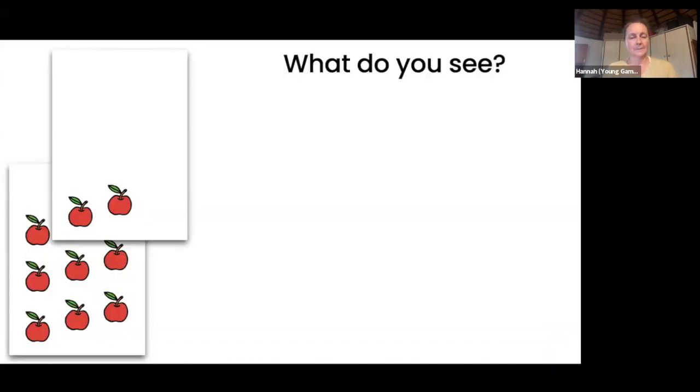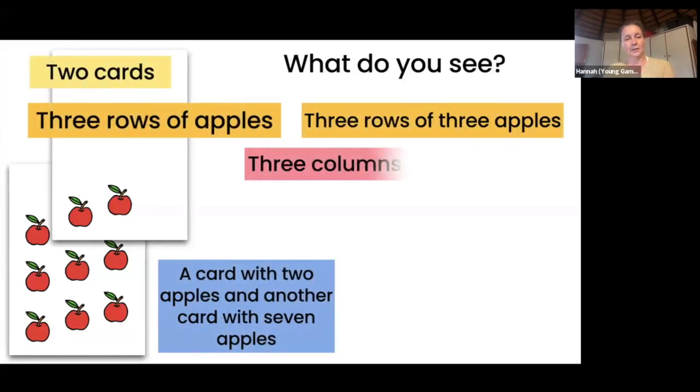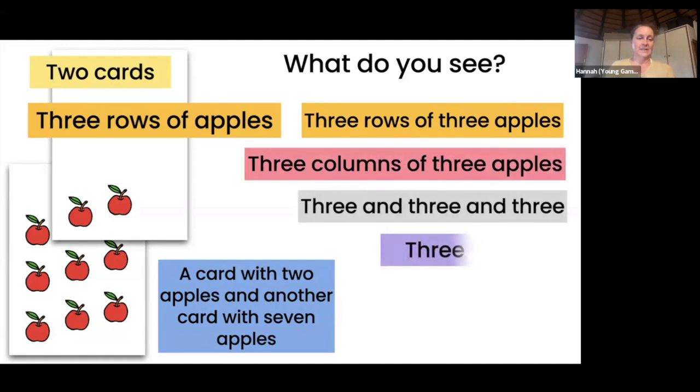So here's an example. If I ask the question, what do you see here? Some learners might say, I see apples. That's great. Some may see, I see an apple card with 2 apples and another card with 7 apples. Some may say, I see 2 cards. Some might say, I see 3 rows of apples. All of these are correct. 3 rows of 3 apples, 3 columns of 3 apples, 3 and 3 and 3, 3 threes. All of that's correct. I see red apples. I see red apples with brown stems. All of that is a description.